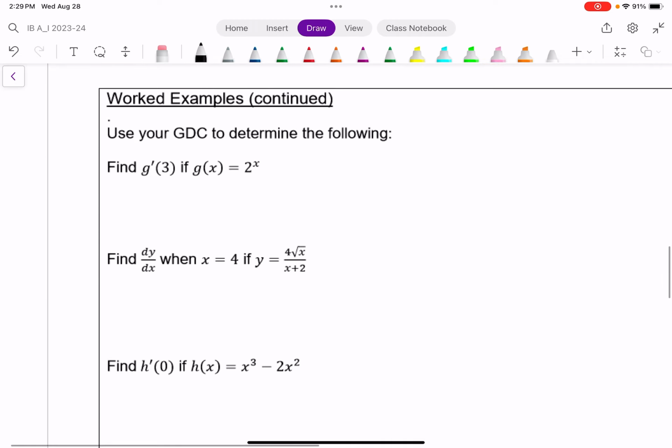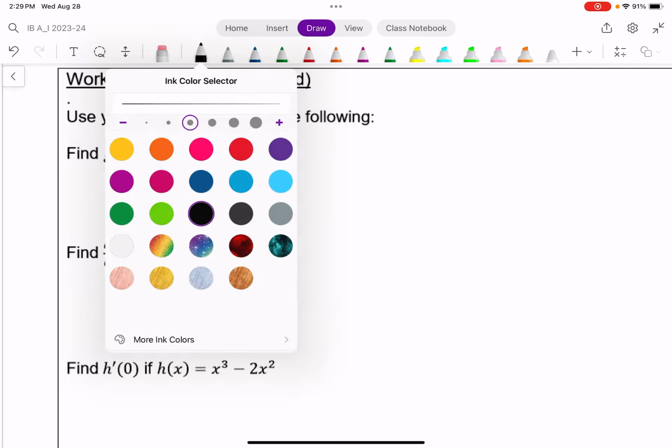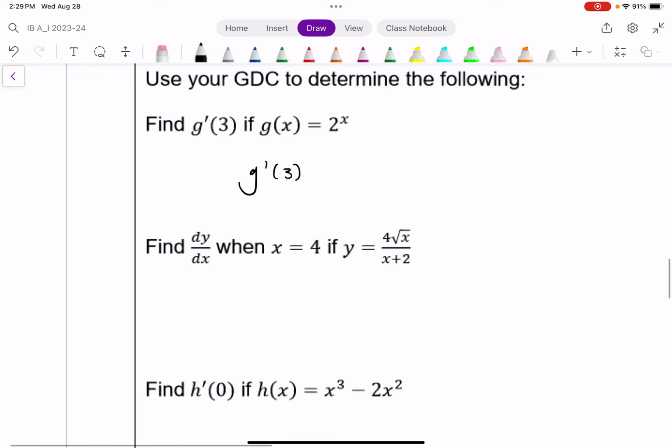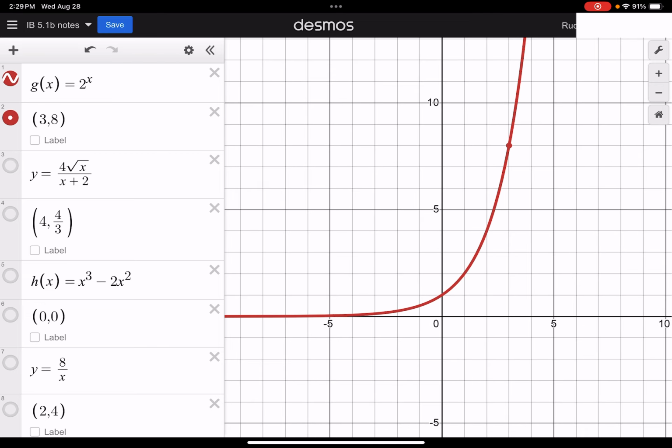And so that's really now the focus of this second part, which is using our GDC to evaluate all of these. And as always, your job is to be familiar with your own GDC. With a little bit of practice, it's really, really quick. So for g prime at 3, you would probably want to first graph 2 to the power of x, making sure your window settings are set up so you can actually see when x is 3. And so for g prime at 3, you should get approximately, to 3 significant figures, 5.55. I'll just switch to Desmos here for a second. Because when you look at this graph, when x equals 3, that's this point right here, 3, 8. And as long as you can see that point on your screen, you should quickly be able to find at least an approximate derivative at that point.